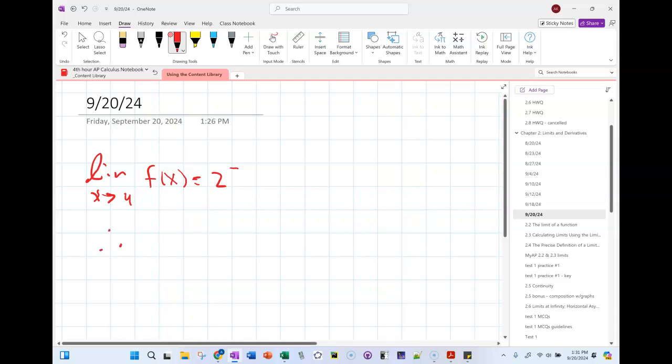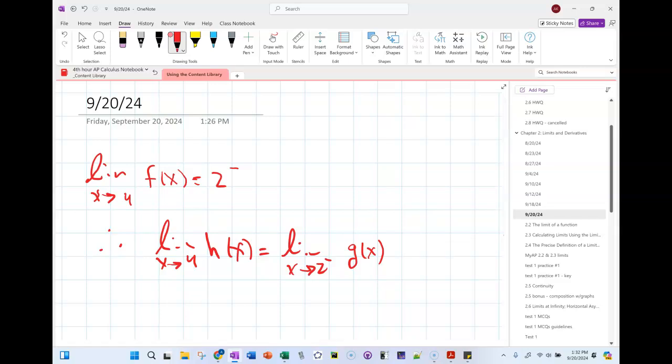So what I can say then is the limit as x approaches 4 of h of x is really just the limit as x approaches 2 from below of g of x. And if I look at that, that gives me 1, and that's the right reason. Many of us got the right answer for the wrong reason, where you did the substitution or pushed the limit inside, did the substitution, said, okay, that evaluates to this. Can't do that at a discontinuity though. So I had to see that extra step.